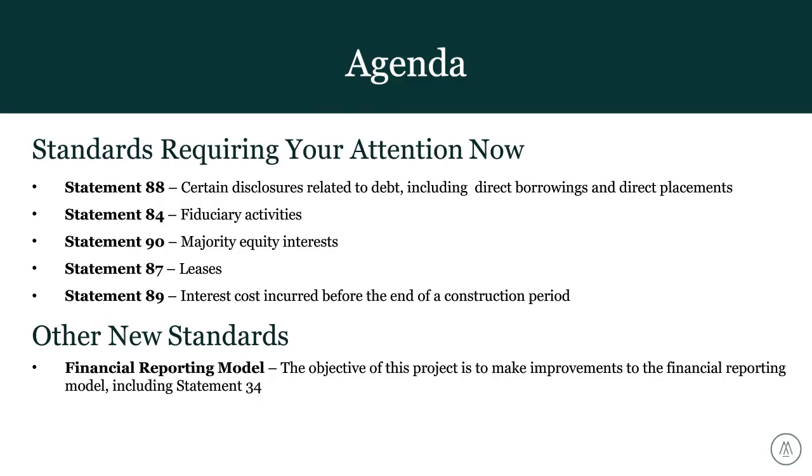So here's our agenda for today. We will be summarizing the five different GASB standards seen here that you may have heard about, and they focus on debt disclosures, fiduciary activities, equity interests, leases, and construction period interest cost. These require your attention now, as they're going to be effective soon, with some effective as early as fiscal year 2019. Lastly, we'll provide a quick update on a GASB project that proposes changes to the GASB 34 governmental financial reporting model. That's currently open for public comment, so we'll finish with that towards the end.